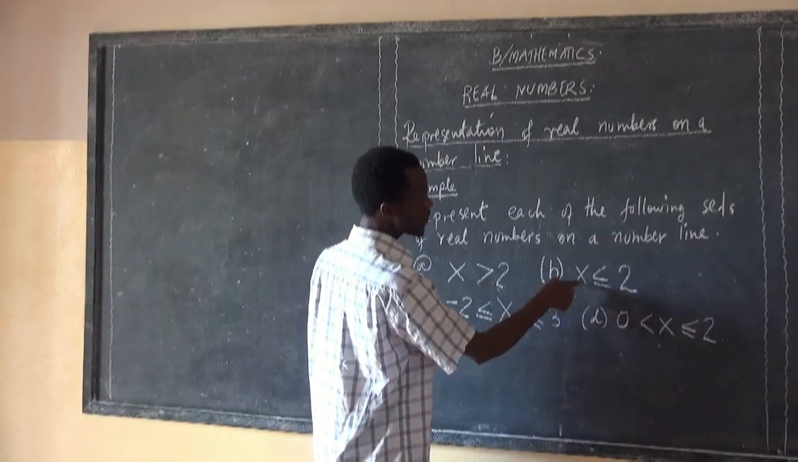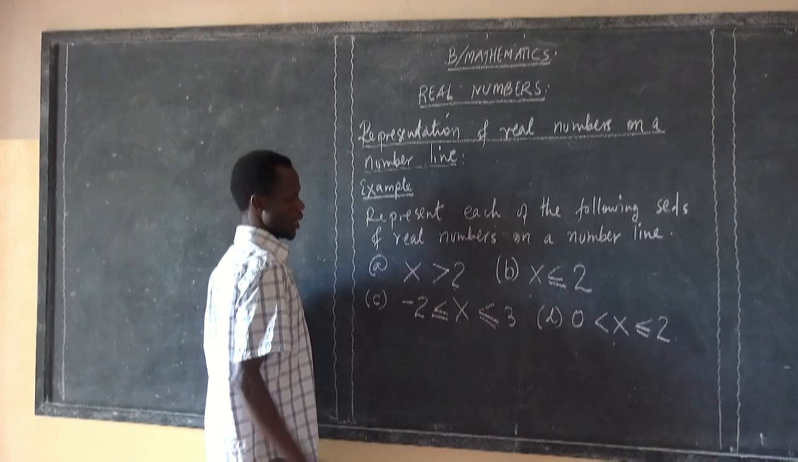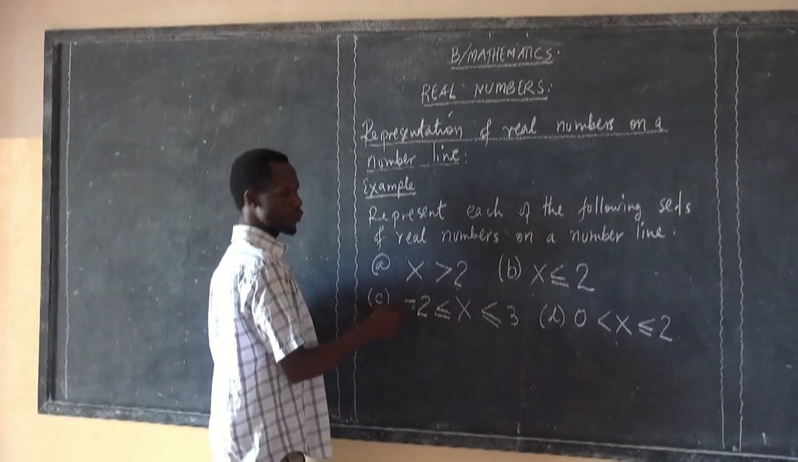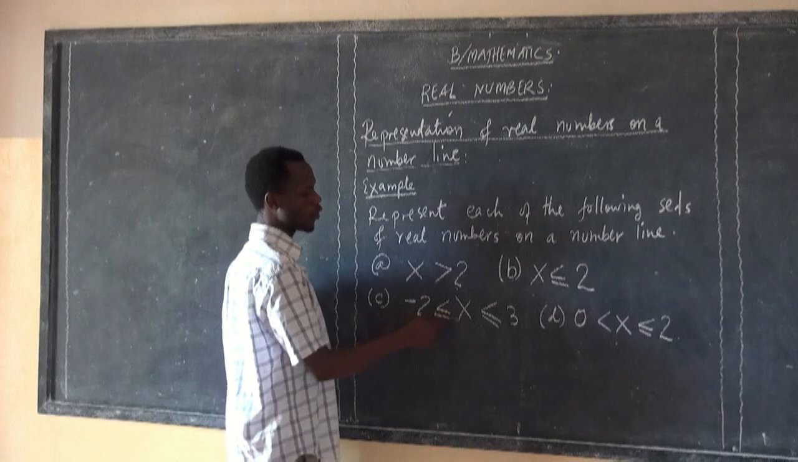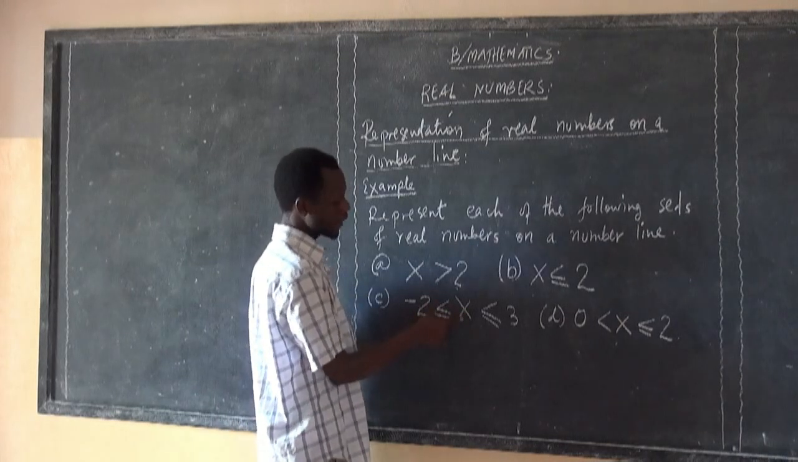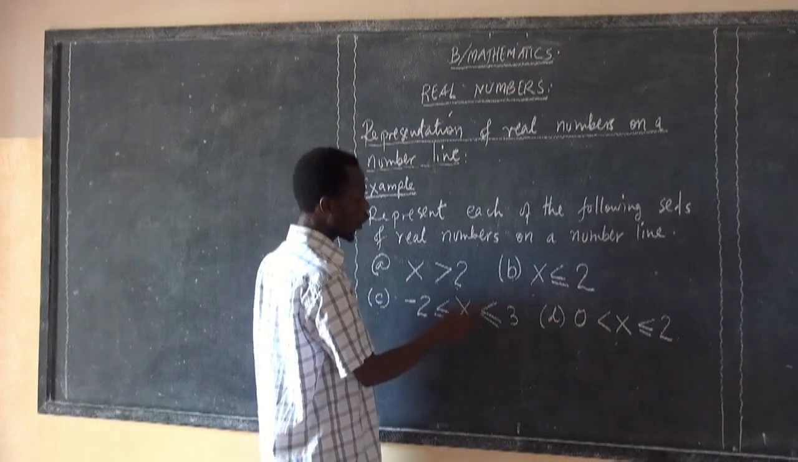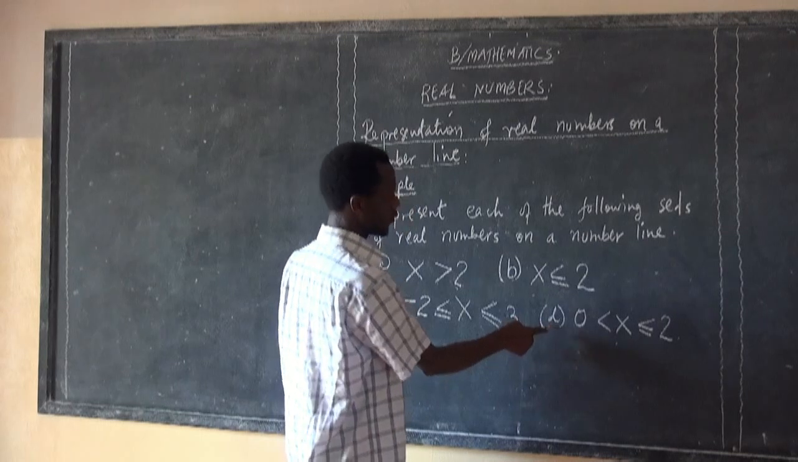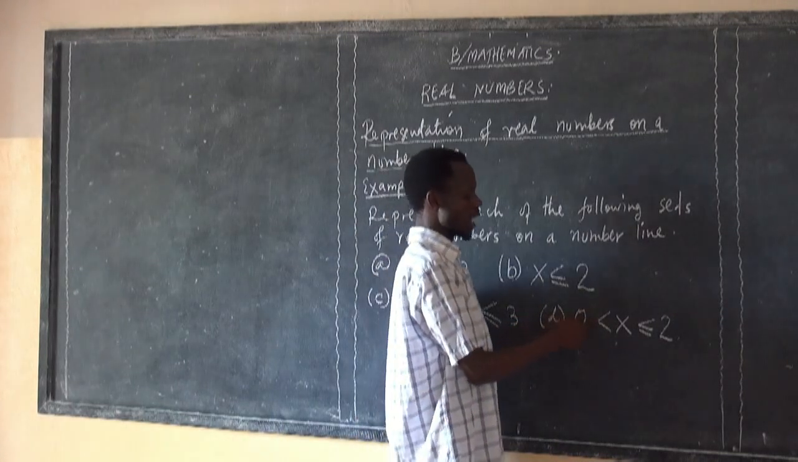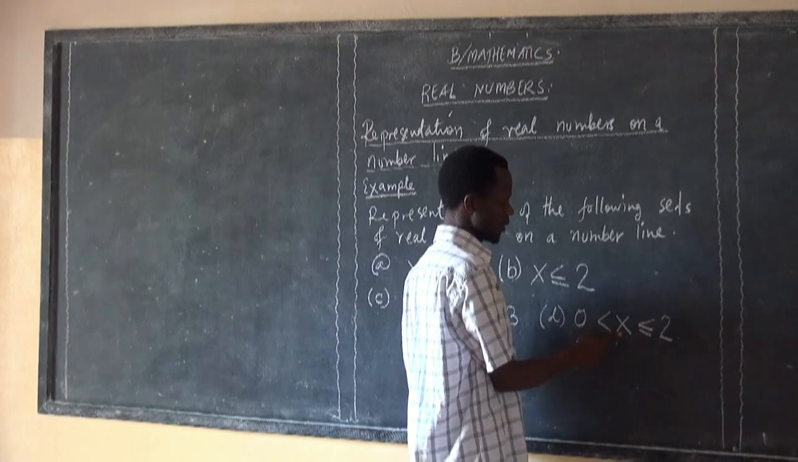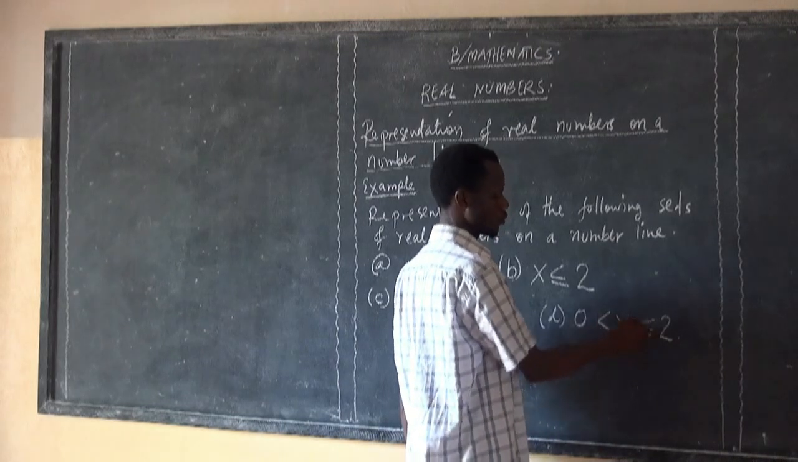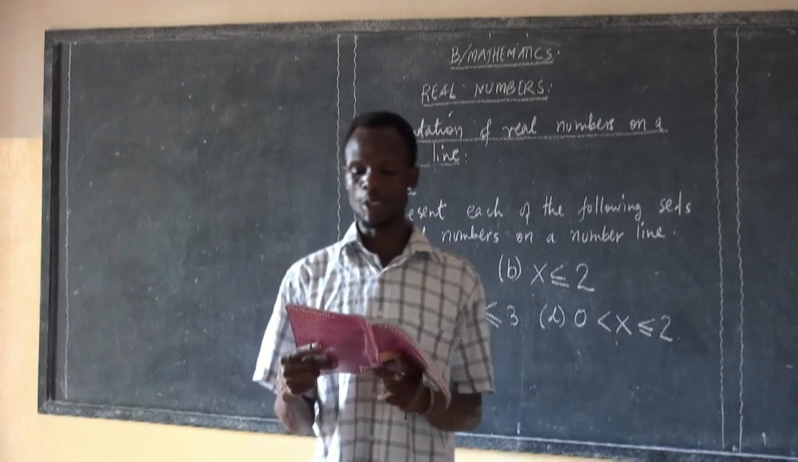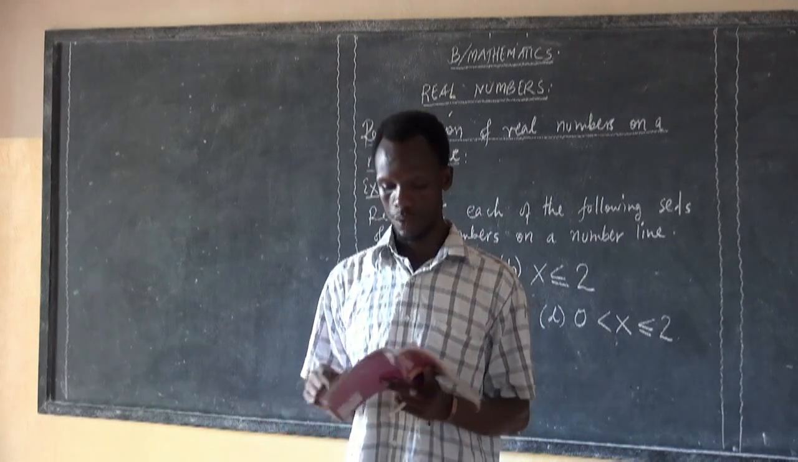B, x is less than or equal to 2. C, negative 2 is less than or equal to x, and x is less than or equal to 3. D, we have 0 is less than x, and x is less than or equal to 2. Those are the questions that have been given from the book.